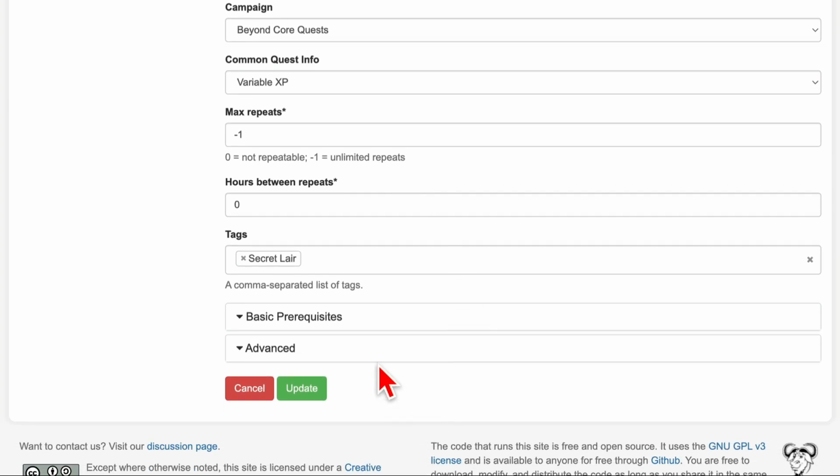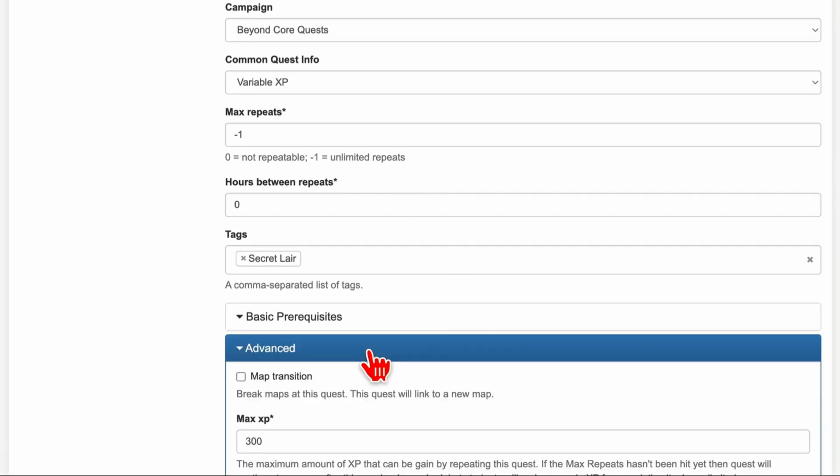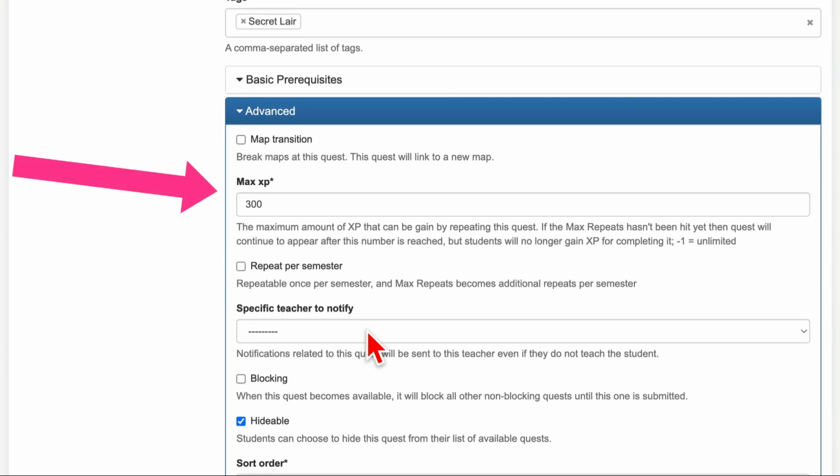Right over here under advanced, we see that there's a max XP. Now I was willing in this case to go with 10%. 10% of their grade, 10% of their XP could be for taking care of themselves. So 300 XP is what I allowed here. Once the student has arrived at 300 XP, no more XP would be added for this particular quest.